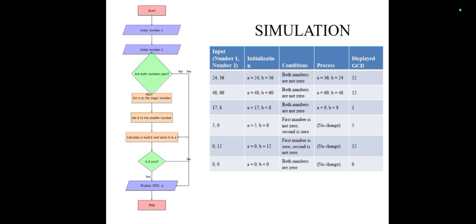Now, for the final example, I inputted both A and B as 0. Both A and B are set to 0. Both numbers are 0. Since both numbers are 0, there are no changes in the values of A and B. Then, the GCD is calculated as 0, the value of A or B, which will be the displayed GCD, which means the displayed GCD is equal to 0.